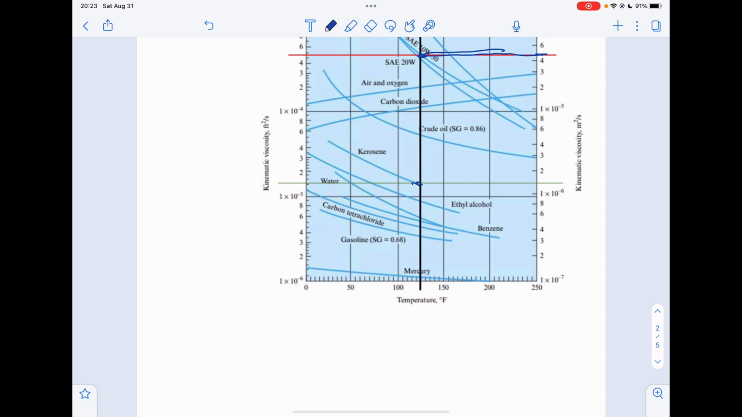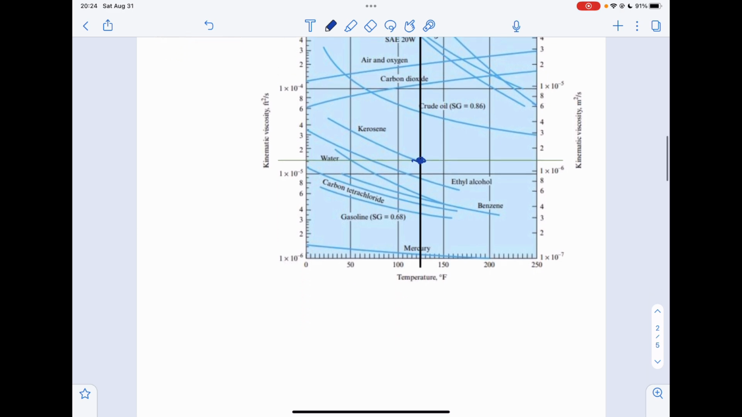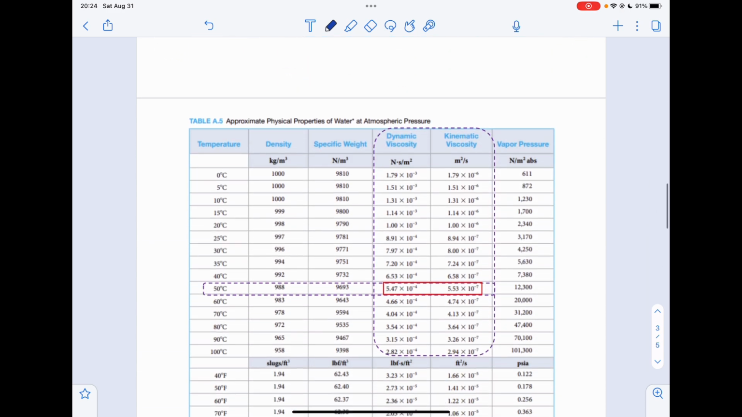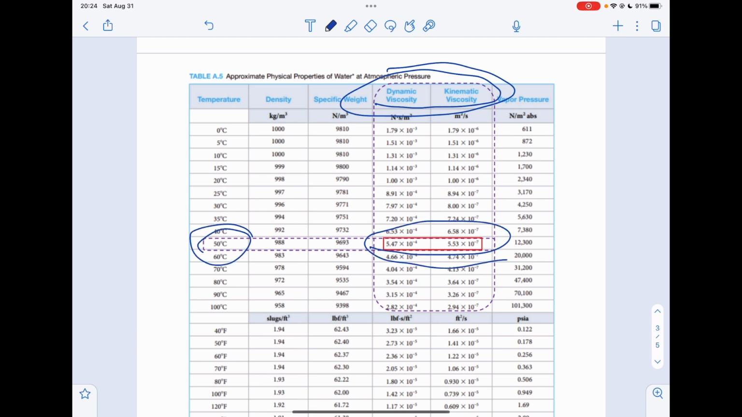It's kind of at the end of the curve, so it's a little hard to find the correct number, but I would say it's about 1.5 times 10 to the negative 6 for the kerosene. And for the water, we have a summary table in the appendix. It's table A5, and it has both the kinematic and dynamic viscosity at 50 degrees Celsius. So you can easily find the two numbers here.